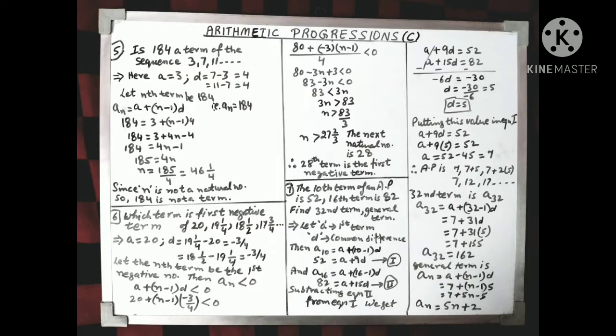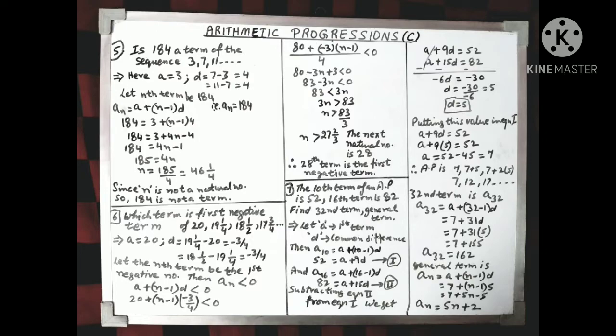Let us see the next one. Question number 6. This one is a very interesting question and a very important one also. The question is, which term of the given AP is the first negative term? We have the AP as 20, 19 1 by 4, 18 and a half, 17 3 by 4.